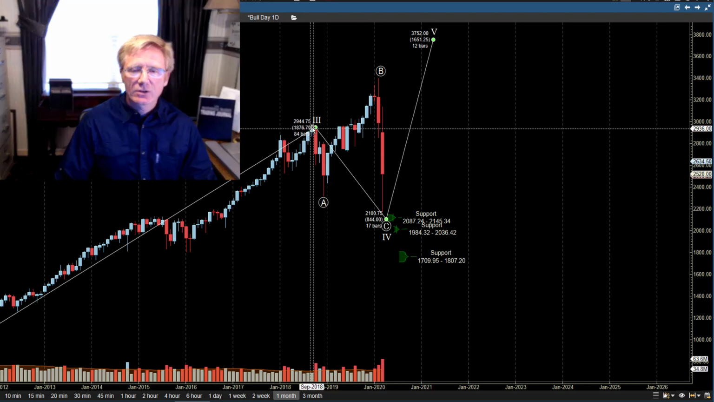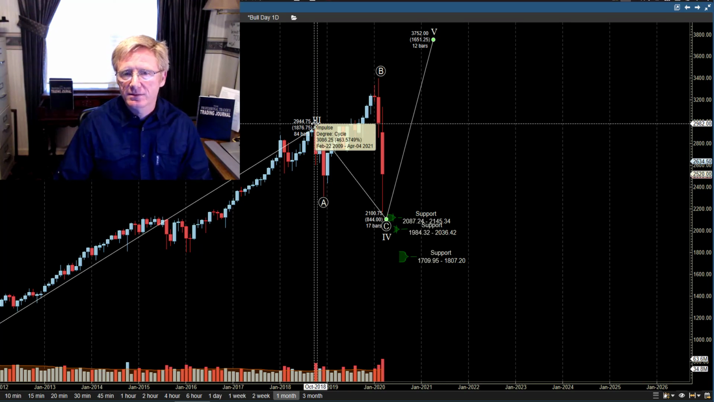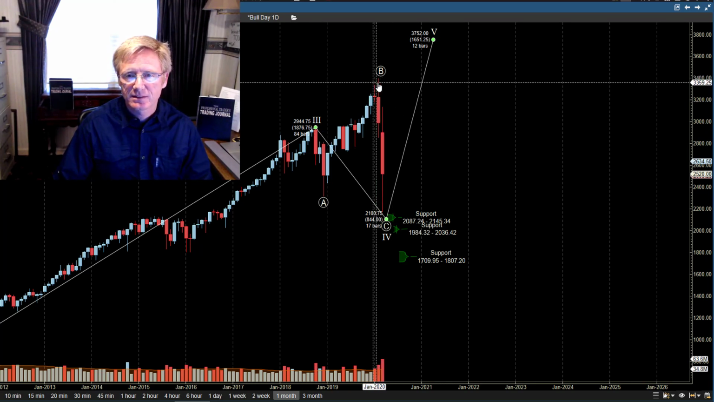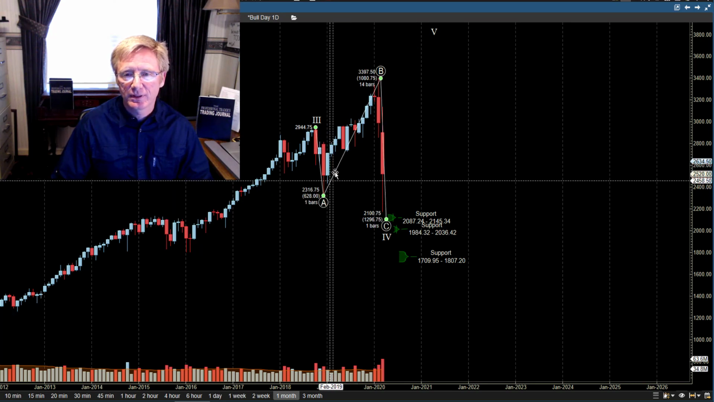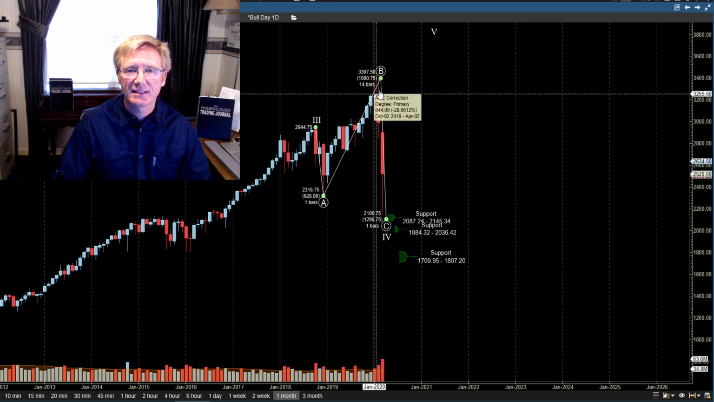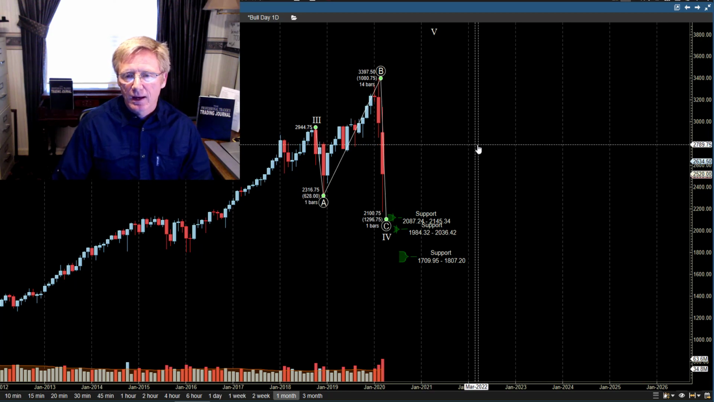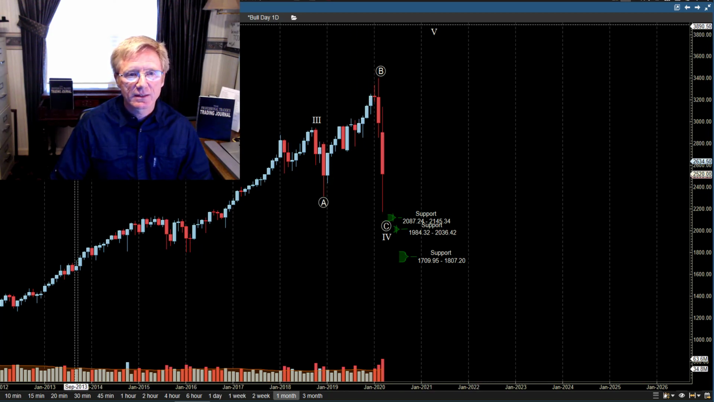So, there are problems with both counts. The problem with this count is this is very extended. This is an expanded flat here, but this is really pretty extended here for that B wave. So let's look at this closer.